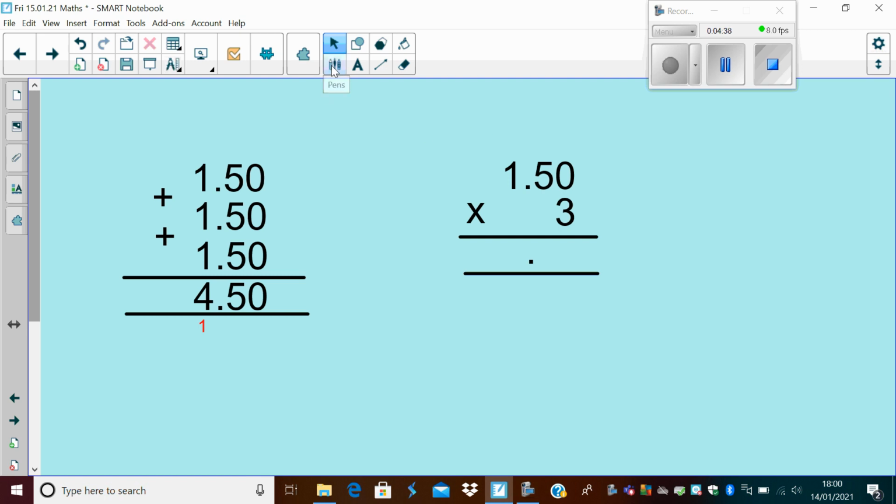I'm going to try with my amazing writing skills. 3 times 0 is 0. 3 times 5 is 15, so we put a 5 here. And we exchange the 1. Oh dear, it's stuck on there. Little rubber. I'll redo that, shall I?